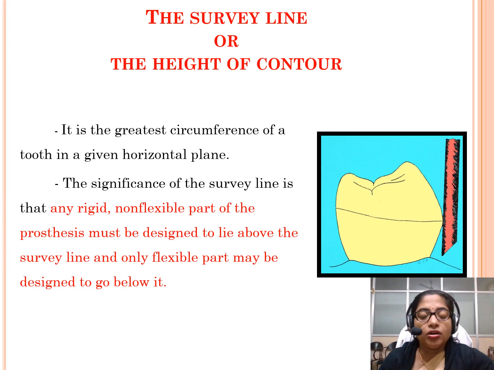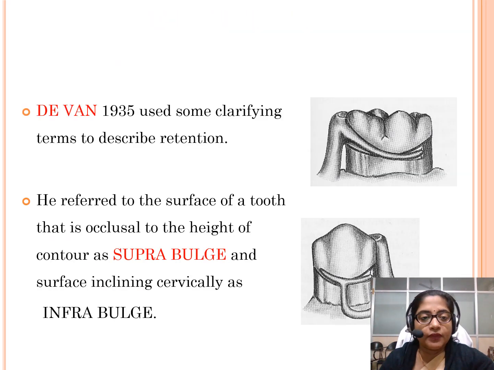The survey line, or height of contour. The first important concept in the steps in surveying is the height of contour. It is the greatest circumference of a tooth in a given horizontal plane. The significance of the survey line is that any rigid, non-flexible part of the prosthesis must be designed to lie above the survey line, and only the flexible part may be designed to go below it.